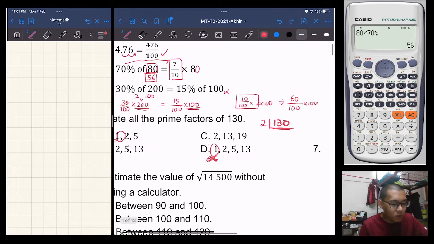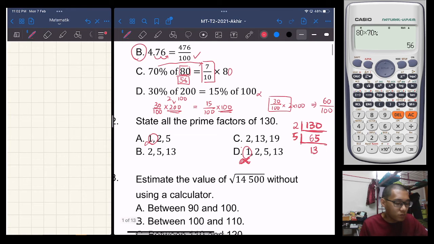So we have 2. Now we have 65. We try to divide by 5 also because we found that we can divide by 5, since the last digit is 5 or 0. After dividing by 5, we have 13 left. 13 is a prime number, so we cannot divide any more. So we have 13, 2, and 5. So our answer is B.